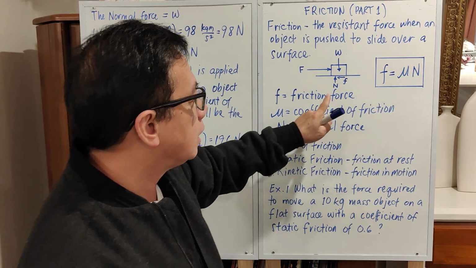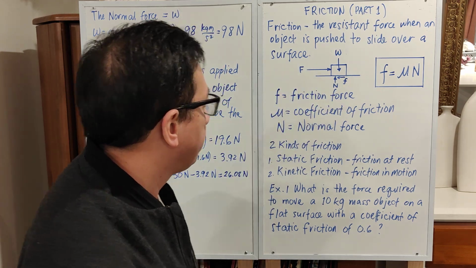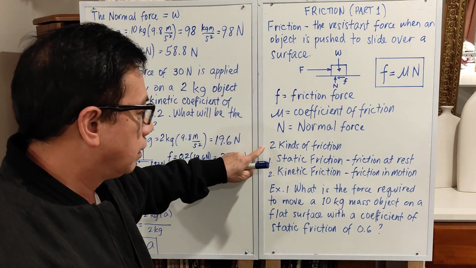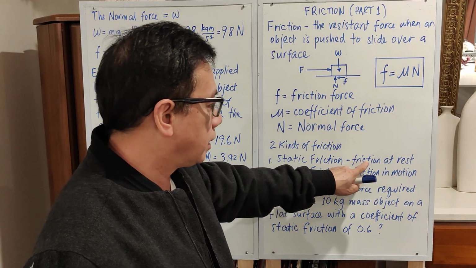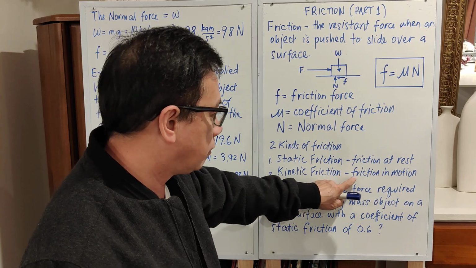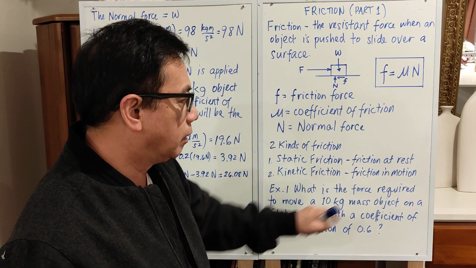The normal force is the force perpendicular to the surface. Now, there are two kinds of friction, static friction and kinetic friction. Static friction is friction at rest and kinetic friction is friction in motion. Friction at rest is always higher than friction in motion.